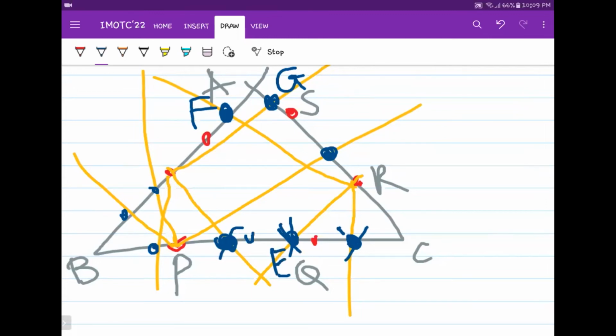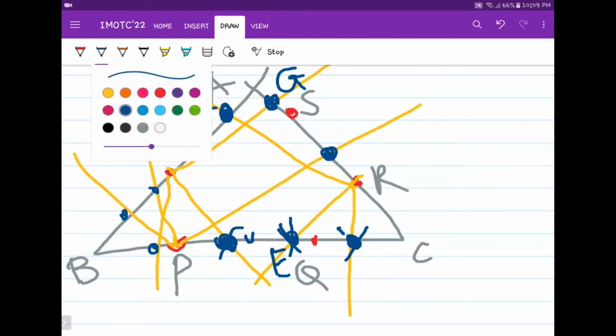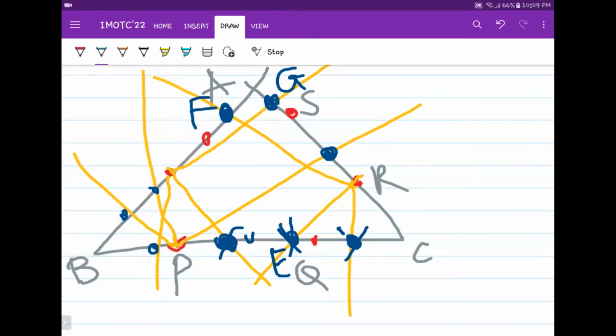Now join these three. These three are perpendicular. Like we need three points, and you claim that this is a right angle. Yes, more clearly, FG is right angle. Okay. How do you prove that?